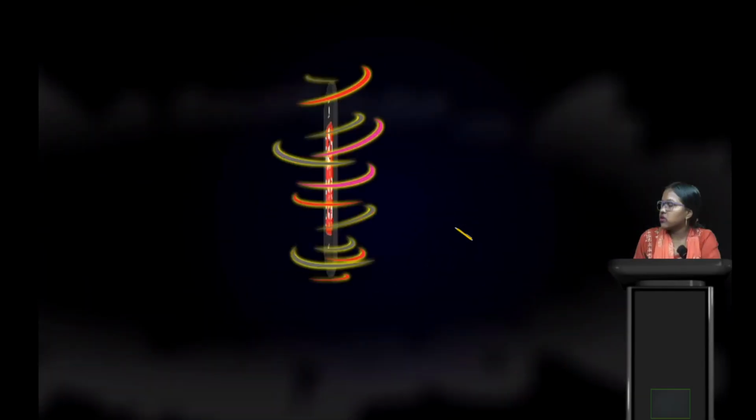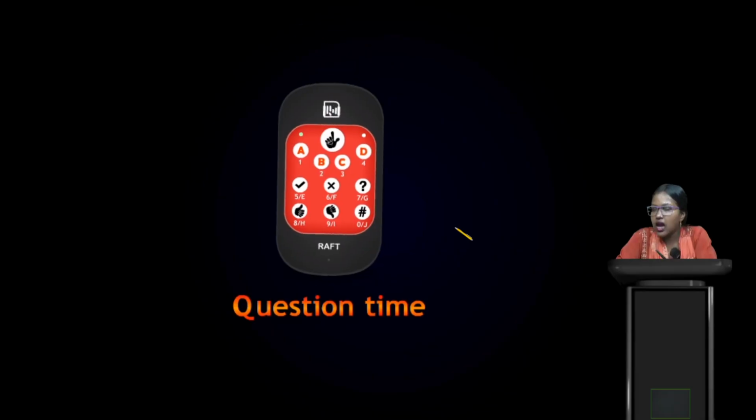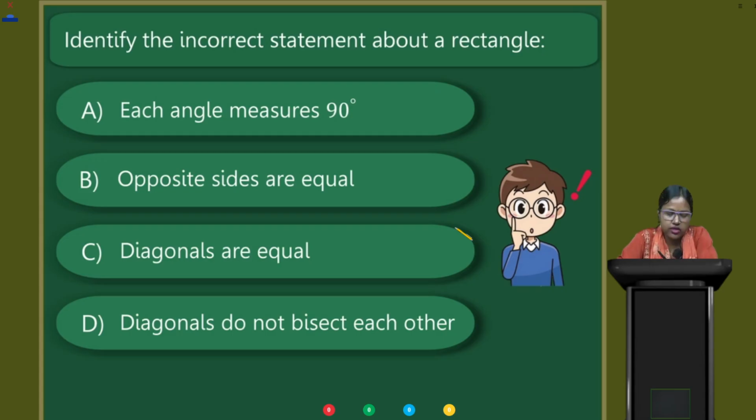Okay. Now one question time for you all. Let's see how many of you are able to answer the question. The question is, identify the incorrect statement about rectangle. Okay, you have to find the incorrect statement.